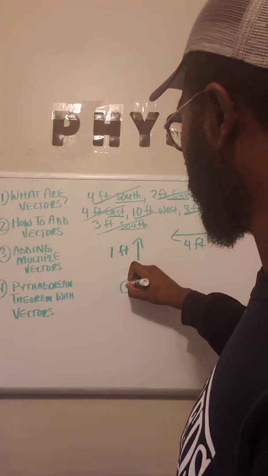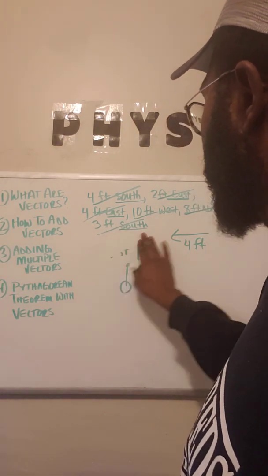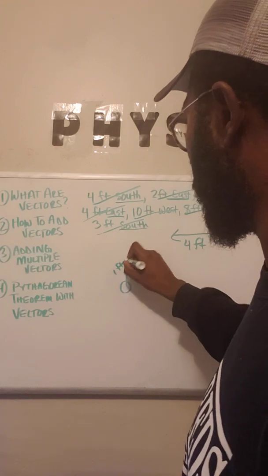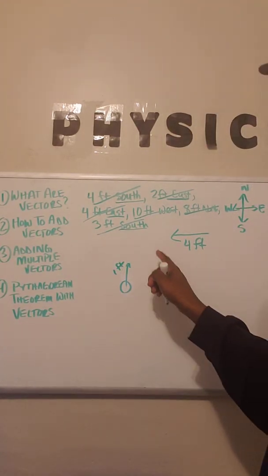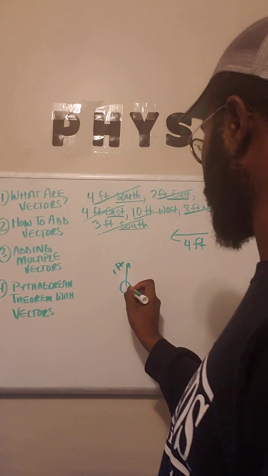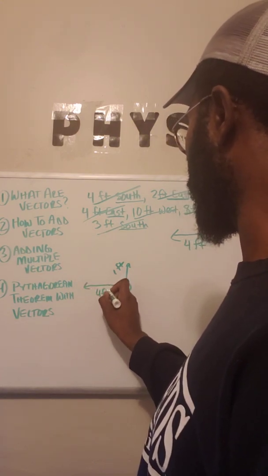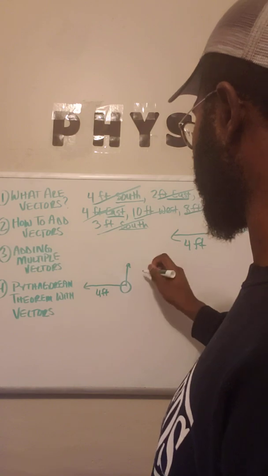So I have 1 foot going north. All right, I'm going to go ahead and erase that and just write 1 foot. All right, and I have 4 feet going west. So I need to start in this corner and draw 4 feet west. All right. Cool. So that's the first step.